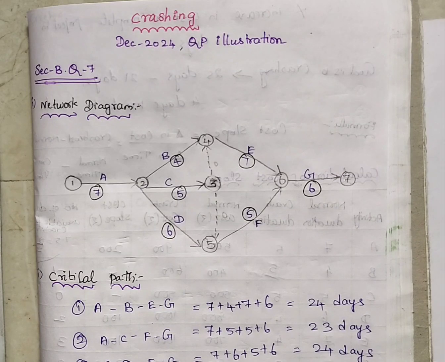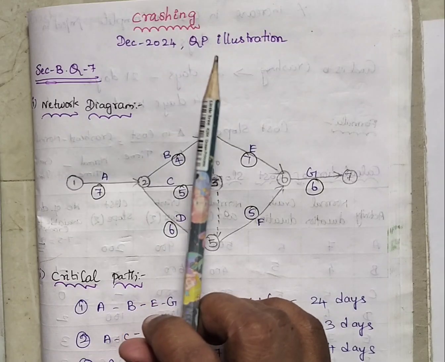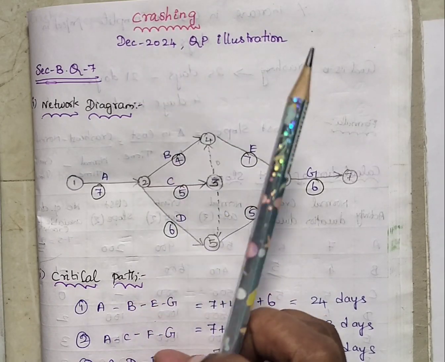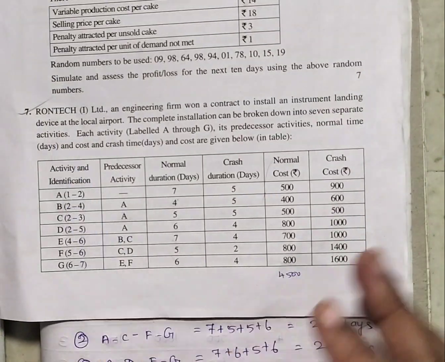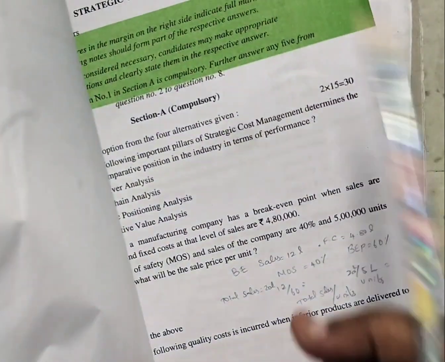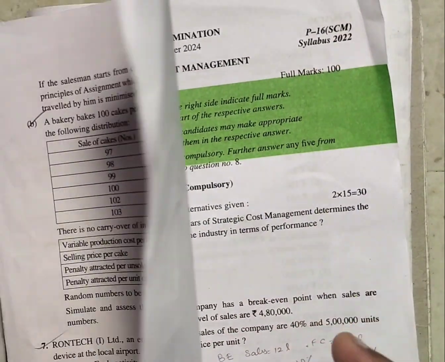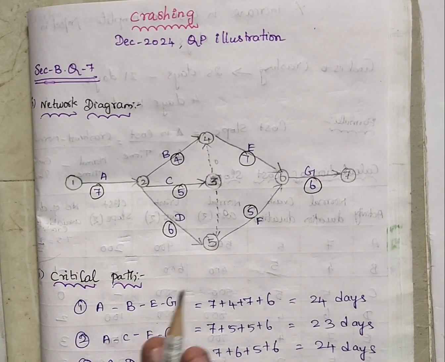Hi everyone. Today we are going to see about crashing. For that, I have taken a problem from the December 2024 question paper. That is illustration number, that is problem number 7. This is from the December 2024 SCM question paper. The crashing is similar for inter and final, but this is the final question paper question.